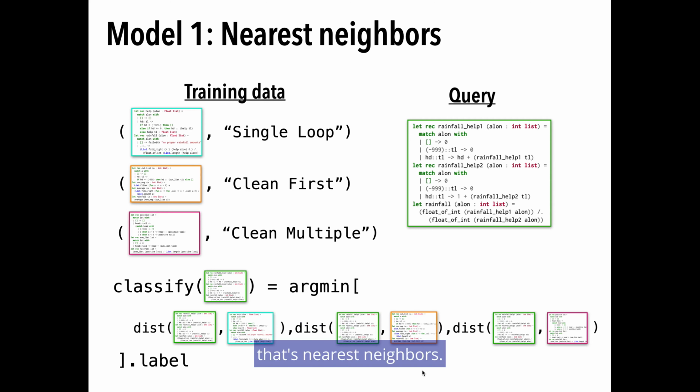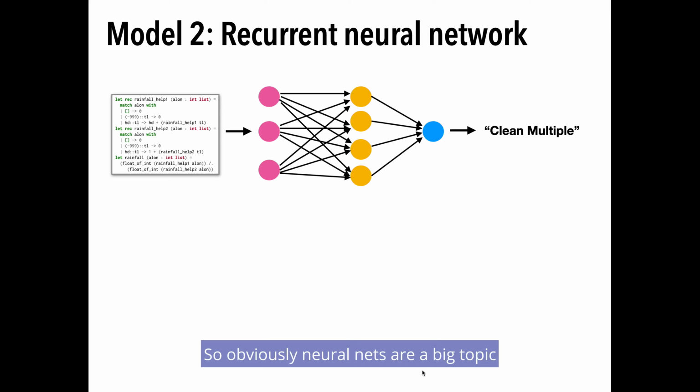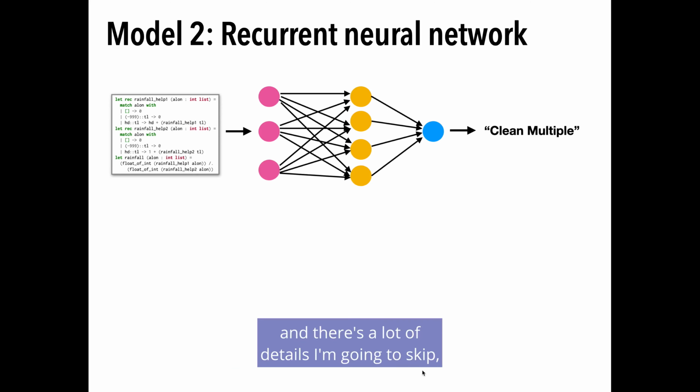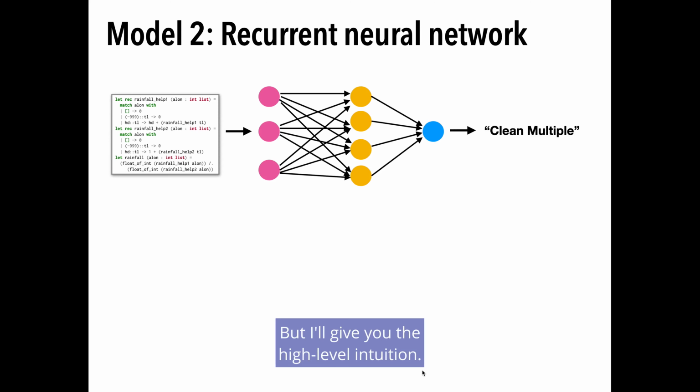That's nearest neighbors. The other method we looked at is recurrent neural networks. So obviously neural nets are a big topic, and there's a lot of details I'm going to skip which you can find in the paper, but I'll give you the high-level intuition. Basically, the neural network has 2 main parts.